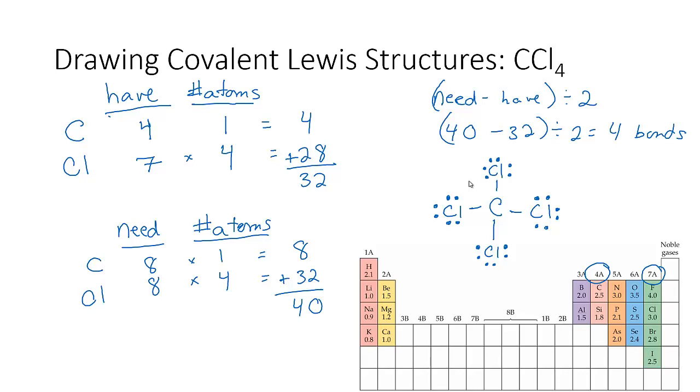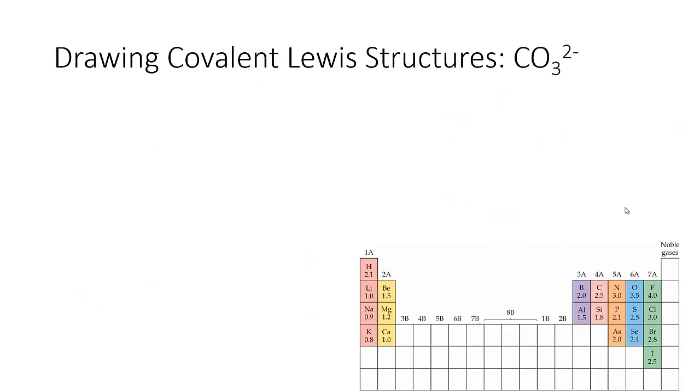Check your work. Count every dot individually and then count the bonds, and you'll count that you have 32 electrons that you've drawn on your structure. Therefore, it's a correct Lewis structure. Next, let's look at the polyatomic ion carbonate.